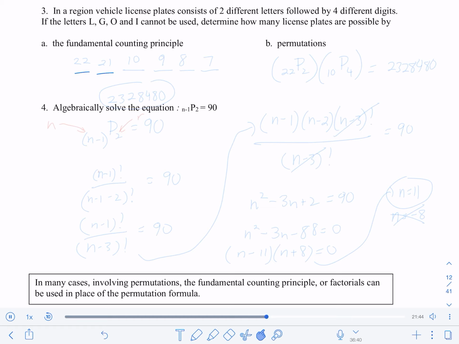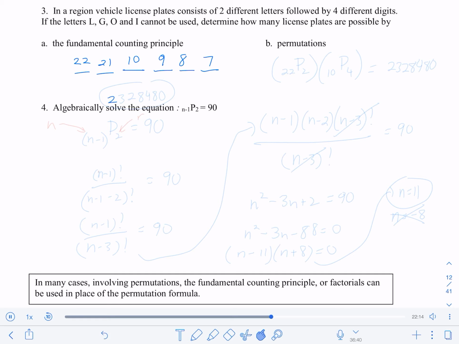So 2 letters. If the letters L, G, O, and I cannot be used, 26 minus 4, that means 22. And we've got to have different, so the next one's 21. And then we're followed by 4 different digits. Those are our digits. So we could have 10 for our first choice, then 9, then 8, then 7. Okay, so 22 times 21 times 10 times 9 times 8 times 7.